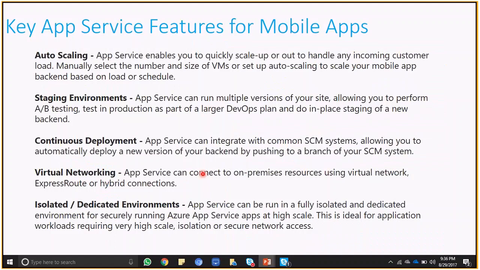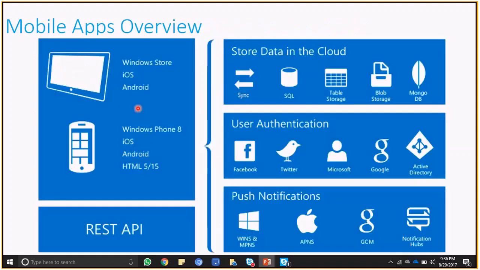Okay, and you will have isolated or dedicated environments based upon which particular tier you are selecting, and they are auto scale, based upon the number of downloads or number of people opening that particular app. It would assess what traffic is coming, and according to that it would scale your server side processing.